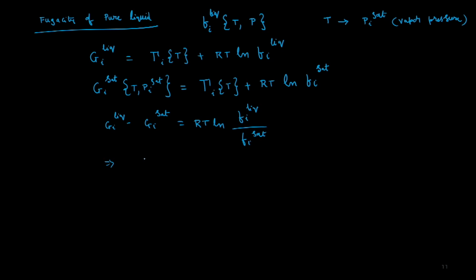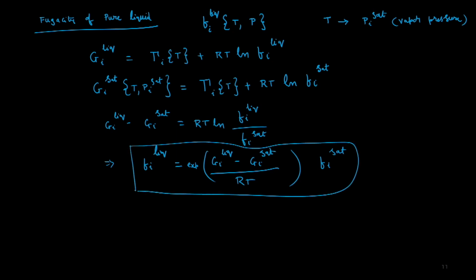So what this means is that the fugacity of liquid at a temperature T and pressure P will be exponential of Gi liquid minus Gi sat over RT, multiplied with Fi sat, right? So the fugacity of liquid at any temperature T and pressure P will be related to the fugacity at temperature T and pressure Pi sat via this equation.